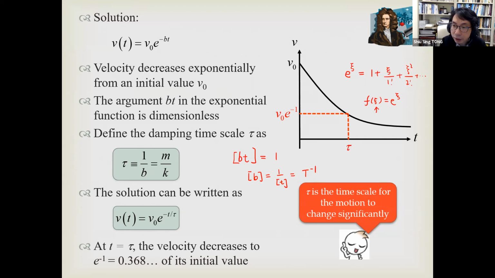Somebody asked me if it's okay to say tau is similar to the half-life. Tau is not the half-life. For the half-life, it is the time for v0 to decay to half of v0, right? But now you have v0 decaying to v0 times e to the power -1. So that is different. It's not the half-life, but they have a similar idea.